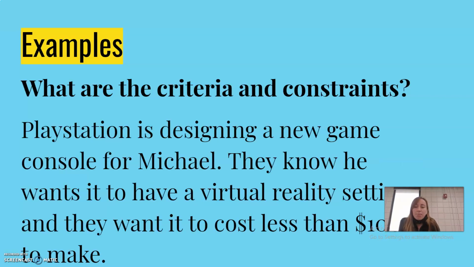All right, one more example. PlayStation is designing a new game console for Michael. They know he wants it to have a virtual reality setting, and they want it to cost less than $100 to make. Pause and think about what might be the criteria and the constraints in this.